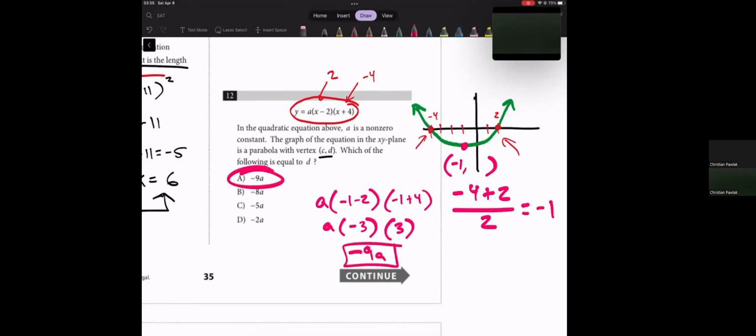Okay. This right here is called intercept form. It's actually telling me exactly where the intercepts are of the quadratic function. Okay?